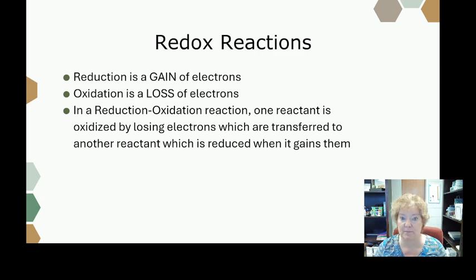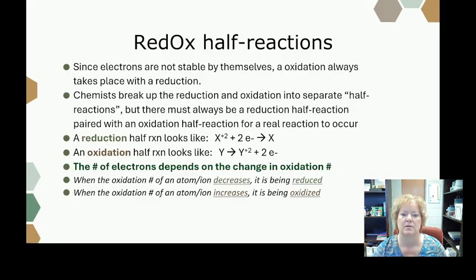So they always happen in pairs. Electrons are not stable on their own, so when something loses them, immediately something else is going to grab those electrons. So they'll always happen in a pair of each. So we're going to break up the reduction and oxidation into half reactions. Again, we'll never see just a reduction or just an oxidation. They're always going to happen together. But it's just easier to manage if we break them up into half reactions and look at what's seen with the oxidation and what's seen with the reduction.